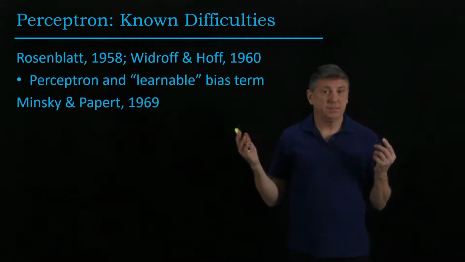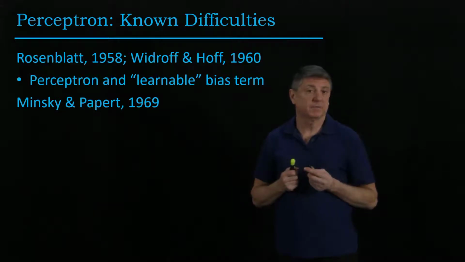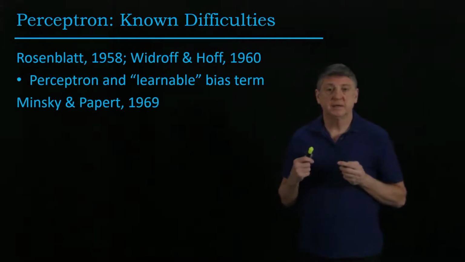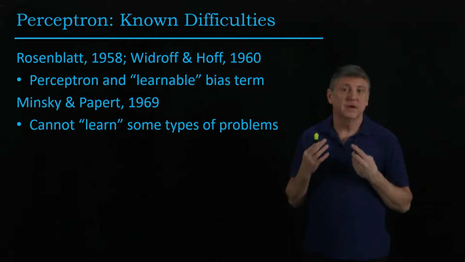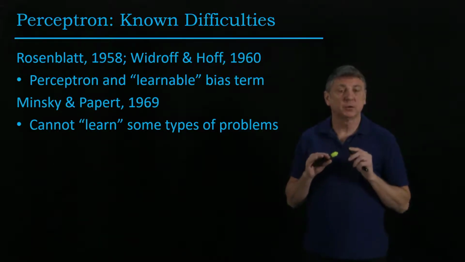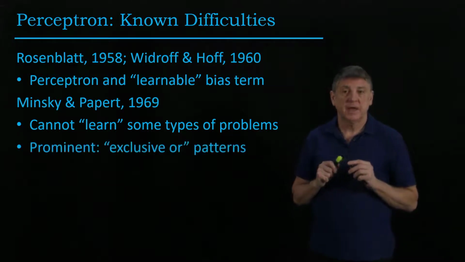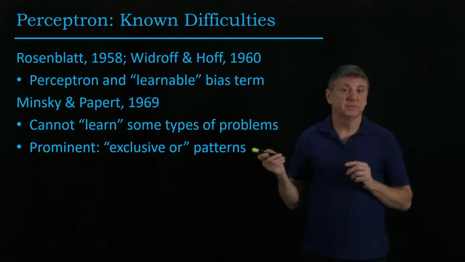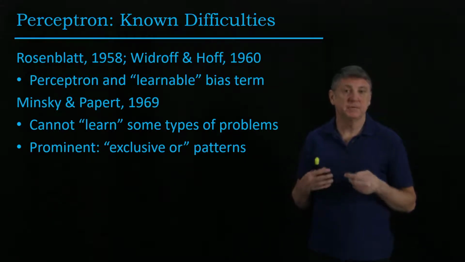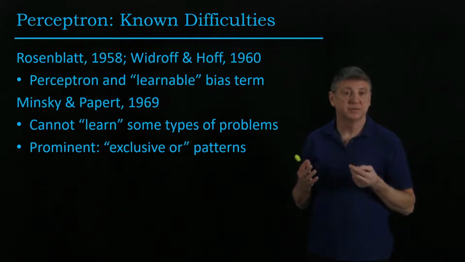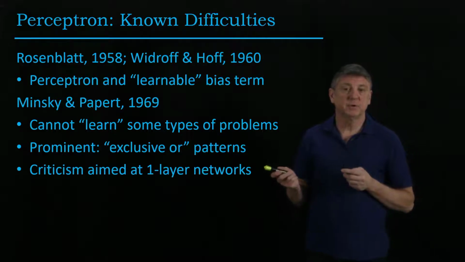So Minsky and Papert in 1969, Marvin Minsky was the founder of the MIT Artificial Intelligence Lab, and they pointed out that they were able to prove that a single perceptron or a layer of single perceptrons can't learn certain types of problems. And they called these exclusive OR patterns as one of the most prominent patterns that were very simple to describe, but you couldn't learn using a single or just a couple of perceptrons. So their criticism was aimed at one-layer networks.